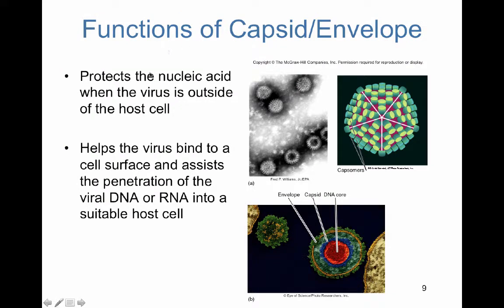Now, as far as this envelope, if a virus contains this outer layer, it's an added layer of protection, and it also helps the virus bind to a specific host cell surface and enhances the viral replication cycle, in particular the ability of the viral DNA or RNA to enter the host cell. So this is a picture of a virus about to bind to a host cell via spikes on the surface.